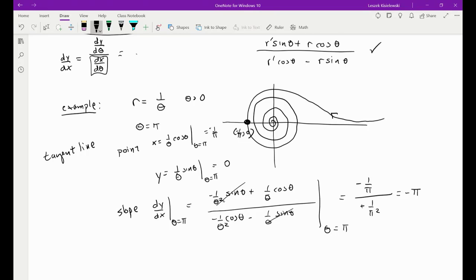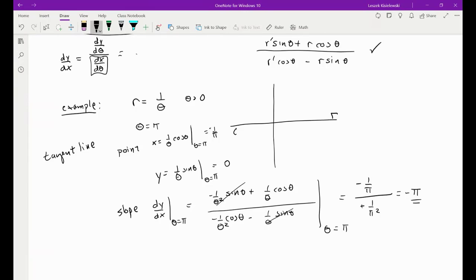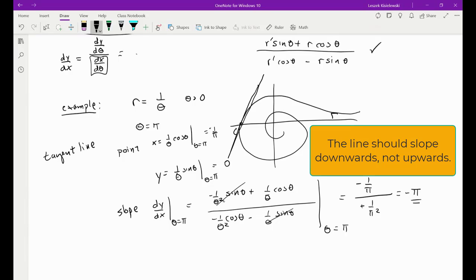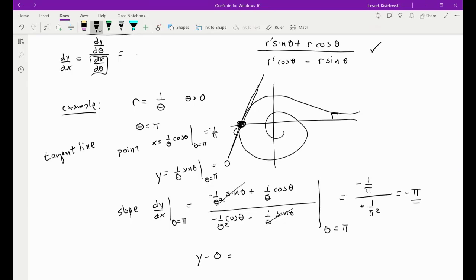We have a point and we have a slope. So if I didn't draw that very well. Oops, I didn't mean to erase all of it. Why does it erase the whole spiral? Okay. But at our point, we have a negative slope of negative pi. It's pretty steep, I guess. And our equation would be y minus the y coordinate of our point of tangency equals the slope times x minus the x coordinate of the point of tangency.